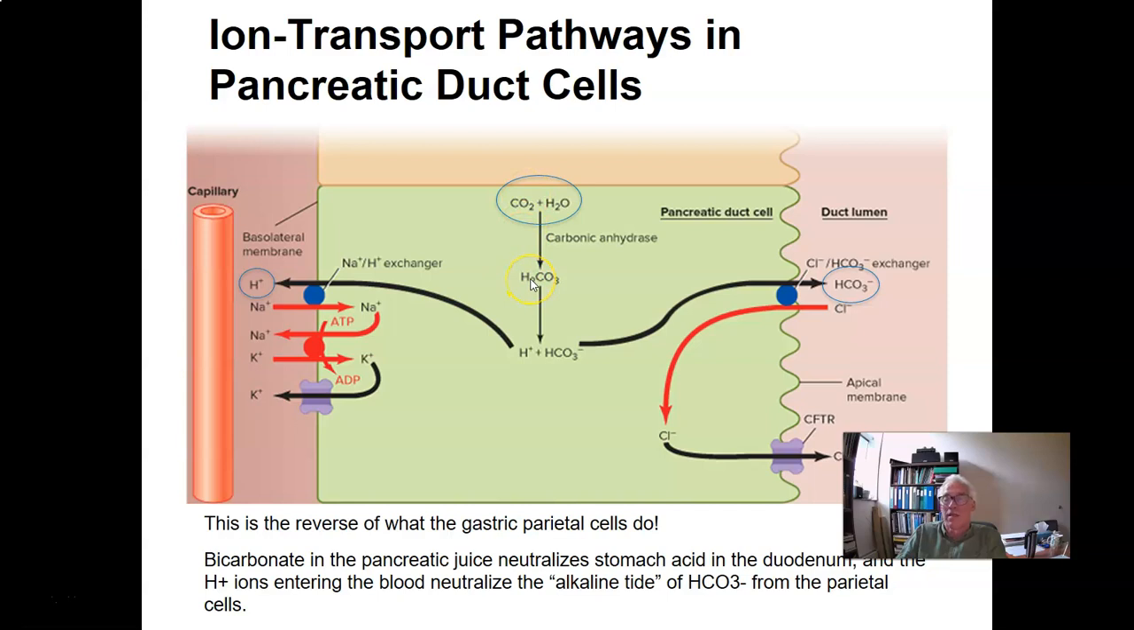So here's another way of illustrating the action of the pancreatic duct cells. They produce carbonic acid, dissociate that into bicarbonate ion, which they pump into the lumen of the duodenum to neutralize the stomach acid, and they pump hydrogen ions into the blood to neutralize the bicarbonate that came from the parietal cells of the stomach.